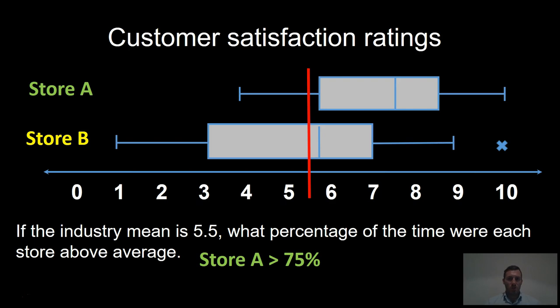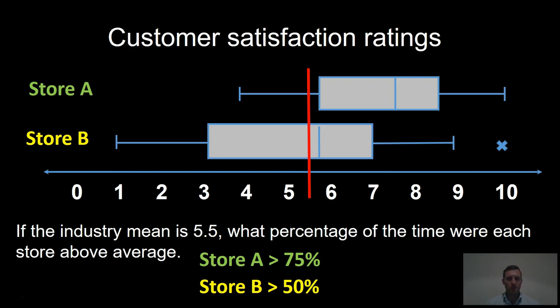Just over half of store B scores were above 5.5, therefore they scored above average greater than 50% of the time. And you can see that because a whisker and then part of the box which is above the median, it represents 25% of the data, plus the whisker, which is 25%. So store B, greater than 50% of the scores were above average.